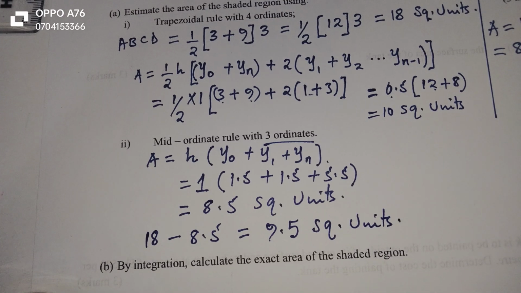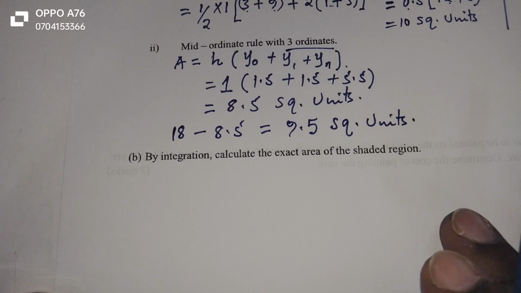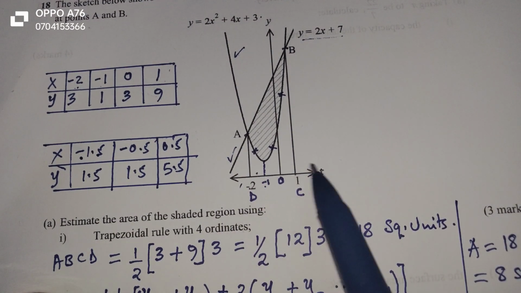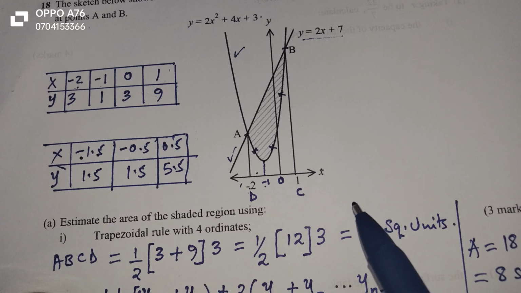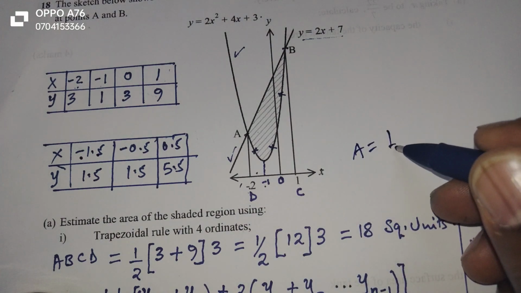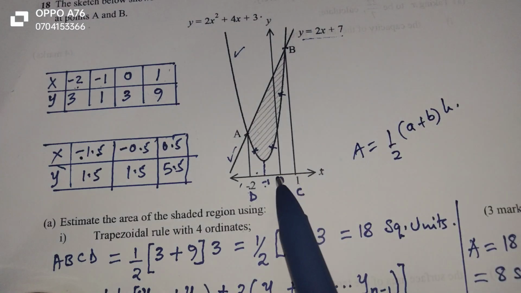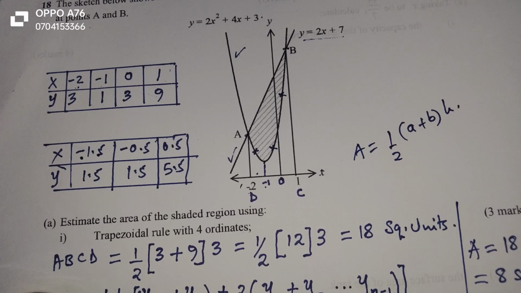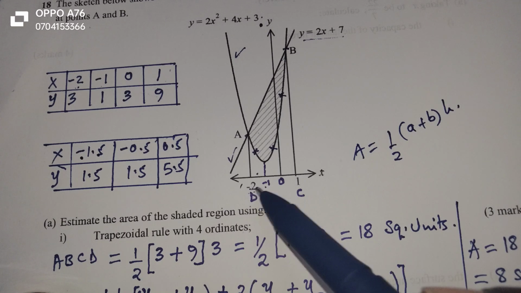And finally, we are asked: by integration, calculate the exact area of the shaded region. The area between the line AB and the x-axis, bounded by the lines x equals -2 and x equals 1, can be found by the area of a trapezium, the way we did here, using area equals half (a plus b) multiplied by the height. We can also get the same area by integration, whereby we shall integrate the line within -2 and +1. Then we subtract the area, again by integration, bounded by the curve, whose equation is here, with the limits -2 and 1.